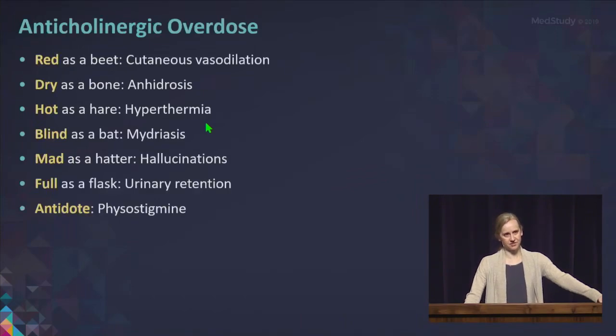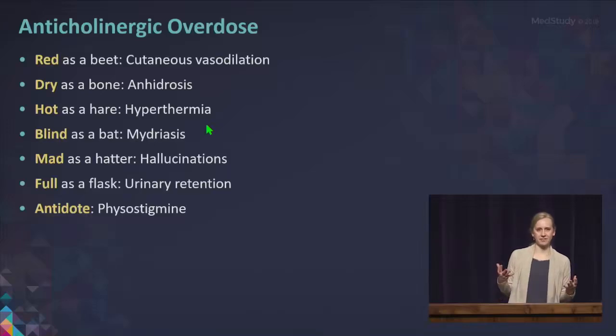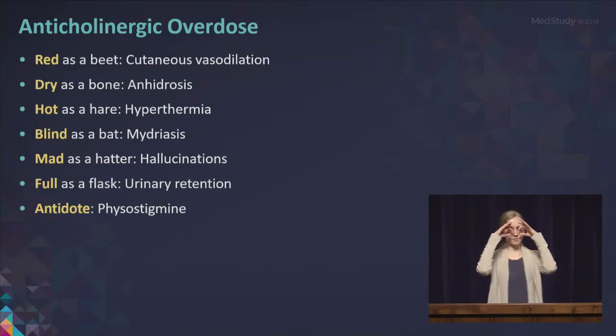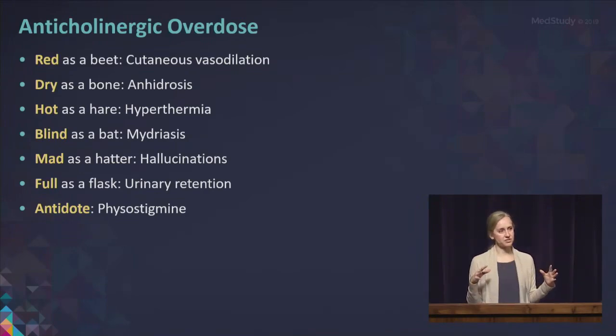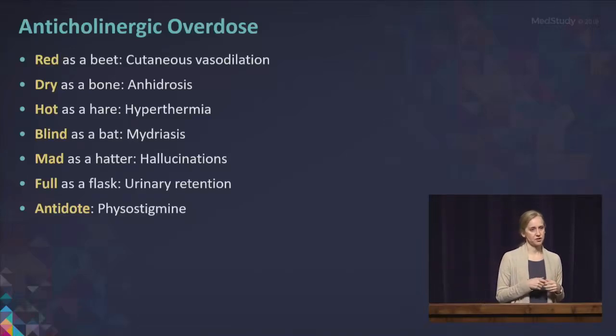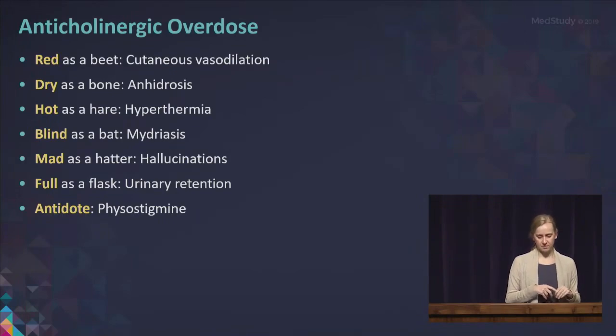So anticholinergics first. This is another mnemonic that we can all remember, right? Red as a beet because of the cutaneous vasodilation, dry as a bone because of the anhidrosis, hot as a hare, so their blood pressure or their temperature can go up quite a bit. They get severe mydriasis, and so they have visual disturbances, blind as a bat. Mad as a hatter, this is the delirium, the confusion, the hallucinations. Full as a flask because of the urinary retention, right? And the antidote here is physostigmine, which is basically going to reverse all of that and make a patient feel better.